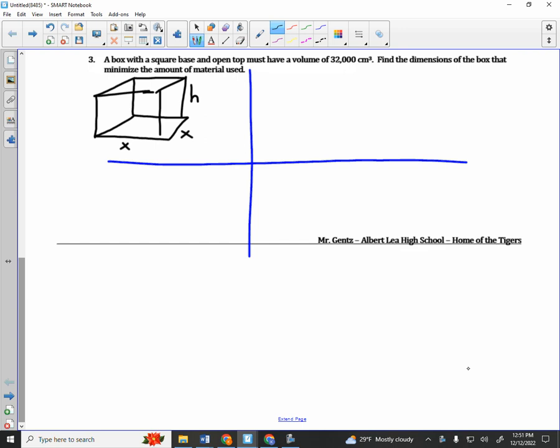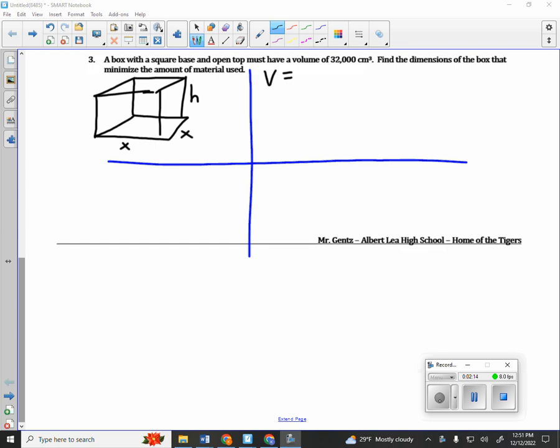It's not the same because it's a box that has a square base. Doesn't mean that the height is the same as the base. Yep, not necessarily a cube. So now what I would like you to do is take 20 seconds. See if you can write an expression for volume. Go. 5, 4, 3, 2, 1.